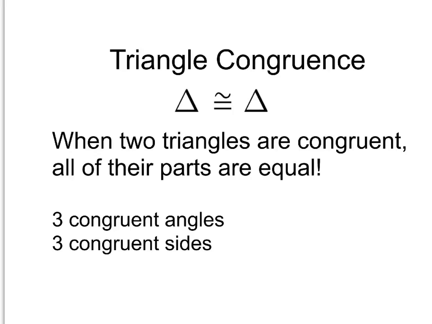Today we're covering triangle congruence. This triangle is congruent to this triangle. When two triangles are congruent, all of their corresponding parts are equal. For example, you have 3 congruent angles and 3 congruent sides.